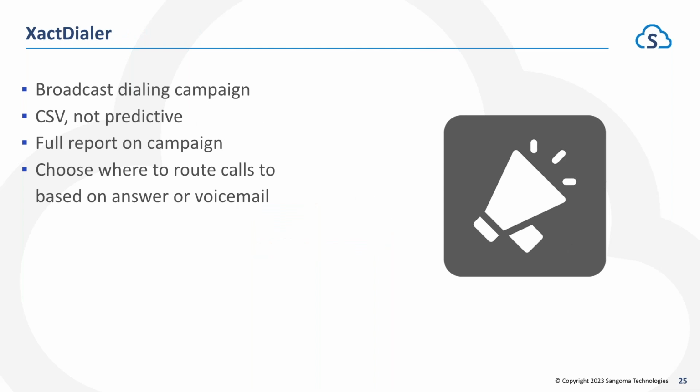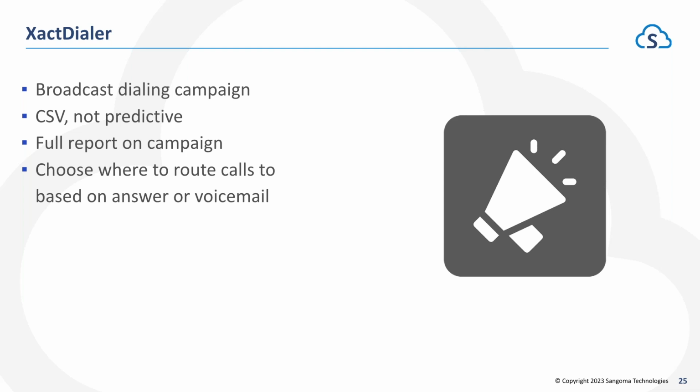Exact dialer. So this is a broadcast dialer that allows you to upload a CSV file of a list of contacts. You can define how many calls you want the phone system to generate at one time. You can define what you want the phone system to do with those calls based on whether or not it's a live answered call or a voicemail. So there is some answering machine detection technology built in there, but you can play a recording, you can route them to a queue, you can route them to an IVR.